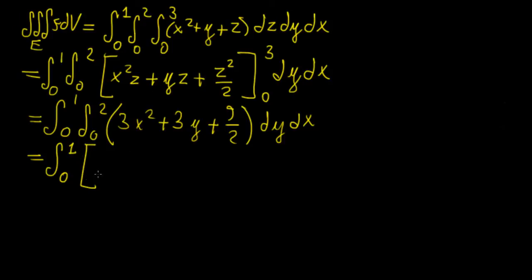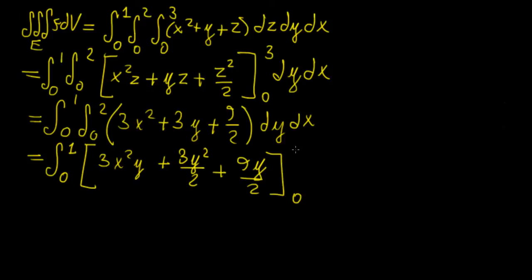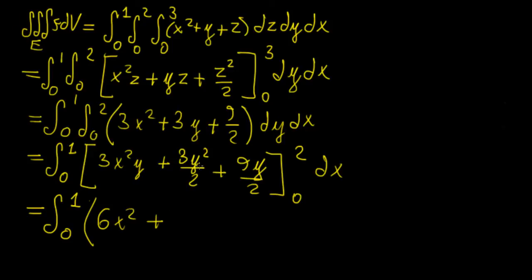So that's going to give us 3x squared times y plus 3y squared over 2 plus 9y over 2 from 0 to 2, and then dx. So now we're just going to plug those values in, and then we're going to get the following. We're going to have 6x squared plus, so this is going to be 2 squared, that's 4 times 3, 12 over 2, that's 6. And then 2 here cancels out, so that's 9.